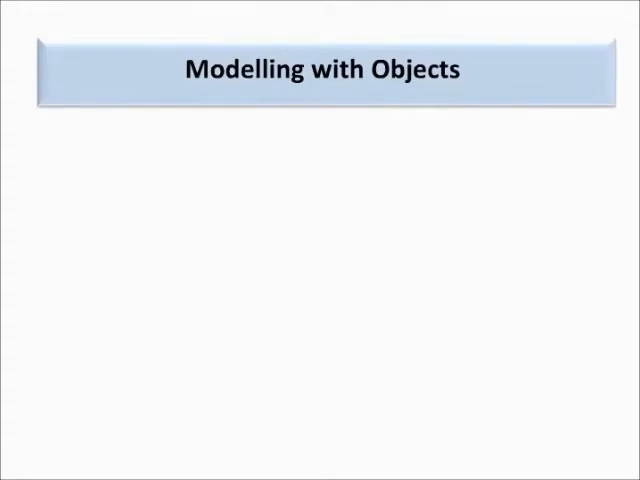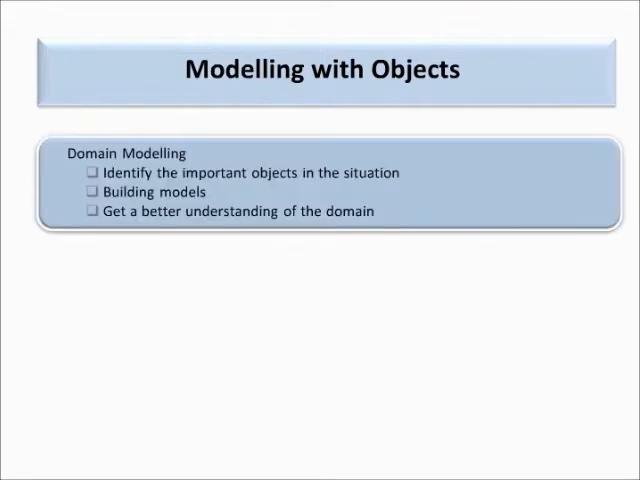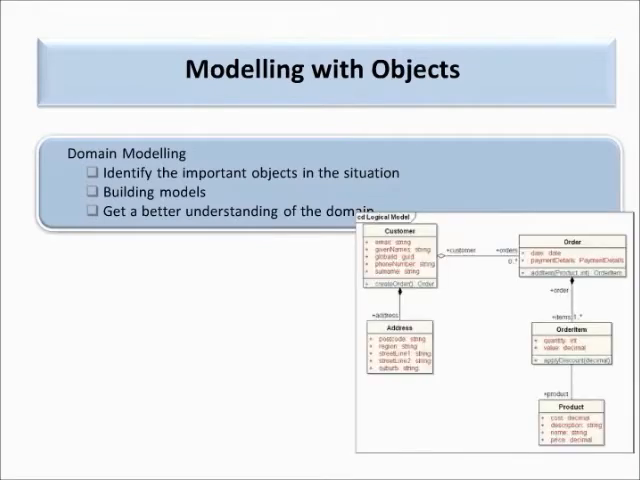Domain, analysis, and design are the three modeling perspectives that will guide us from a real-world situation to a final software product to address the real-world situation. In terms of object-oriented development, domain modeling corresponds to identifying the important objects in the situation and building models in terms of these objects and their interactions. Its purpose is to get a better understanding of the domain.